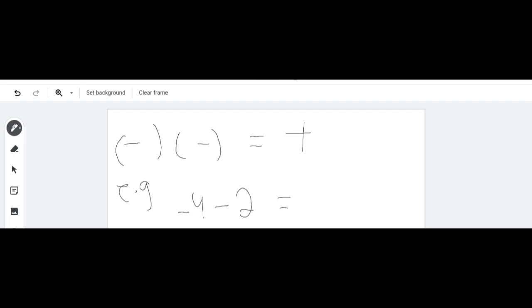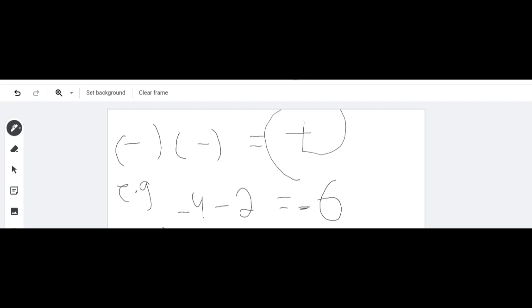I am telling you that minus minus is equal to plus. Now here we have minus with 4, and we have minus with 2. It means we have to do the addition here, because minus minus is equal to plus. So you have to add 4 and 2. 4 plus 2 is equal to 6. So here I have to put the sign from the bigger number. Which one is the bigger number here? 4, and 4 has the sign minus. So I have to put minus 6.